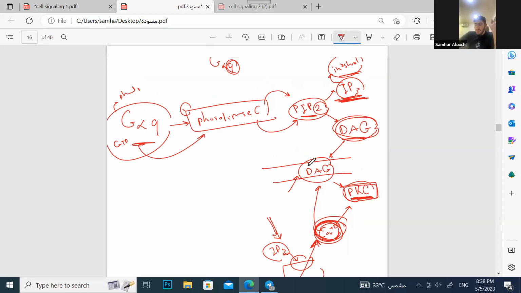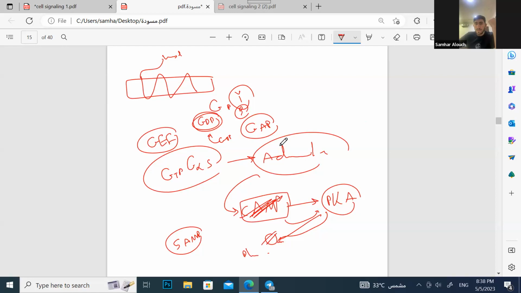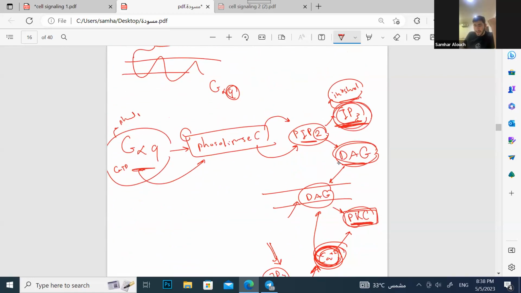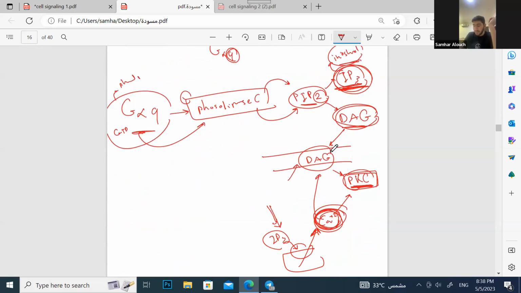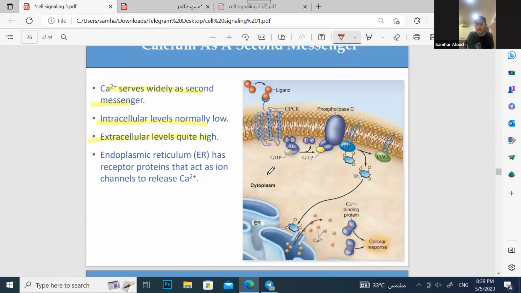Now, in the adenylate cyclase pathway, we said that cyclic AMP is a secondary messenger. What is the secondary messenger here? We have IP3 as a secondary messenger because it goes and causes calcium to be released. We have DAG as a secondary messenger, and we have calcium itself as a secondary messenger. Calcium and DAG activate PKC, and PKC phosphorylates an enzyme and causes the action. And so this is the whole diagram that summarized the whole thing.